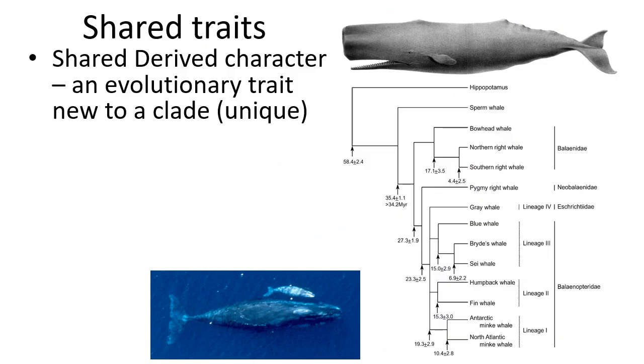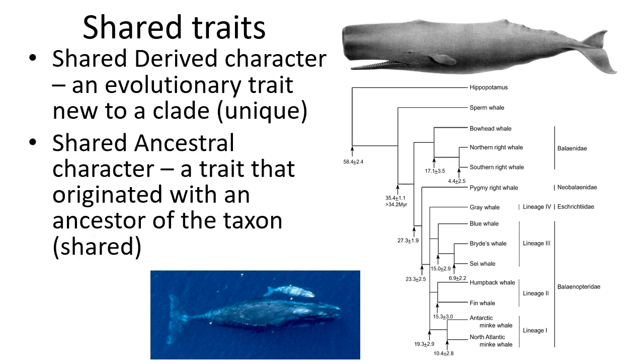All right, as we mentioned, shared traits are important in these phylogenies. Shared derived characters are those that are unique to their clade. A shared ancestral character is one that is not unique and is shared with the basal taxa generally. And if we can parse these out, those that are derived or unique and those that are shared, we can then use those to make our phylogeny. So here's an example.